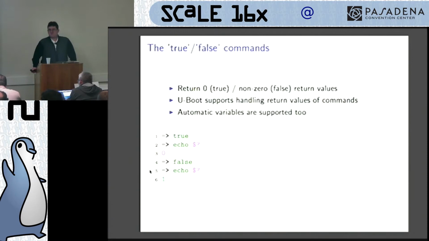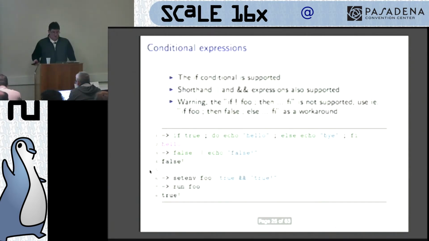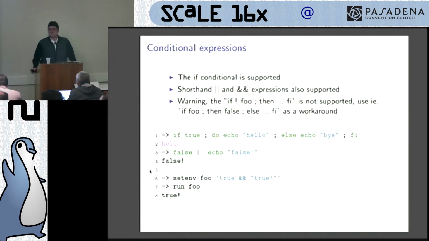But with the U-boot shell, you can also do conditional stuff. Basic things like the true and false commands: true returns 0, and false returns non-zero. It also has a return value, so we can have U-boot check for that. And we also support the $? variable, which holds the return value of the previous command. We also support the shell if conditional, where you can provide whatever if command, then do some operation, else do some other operation.